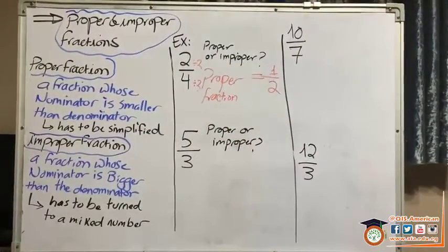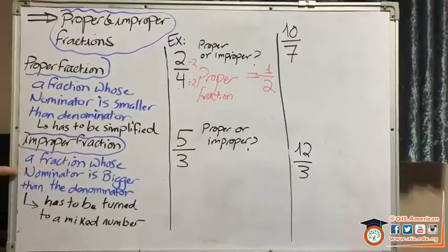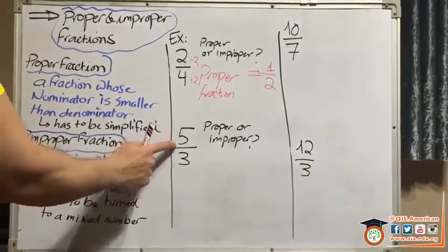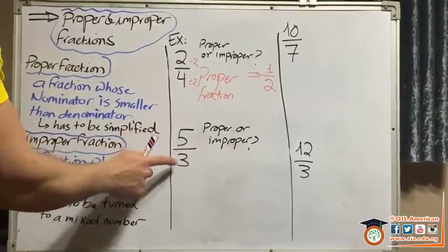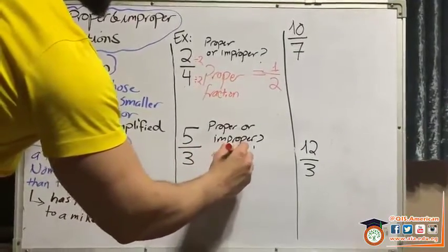And what is an improper fraction? An improper fraction is a fraction whose numerator is bigger than the denominator. Just like this one, I have a 5 over 3. The numerator is bigger than the denominator, so this is an improper fraction.